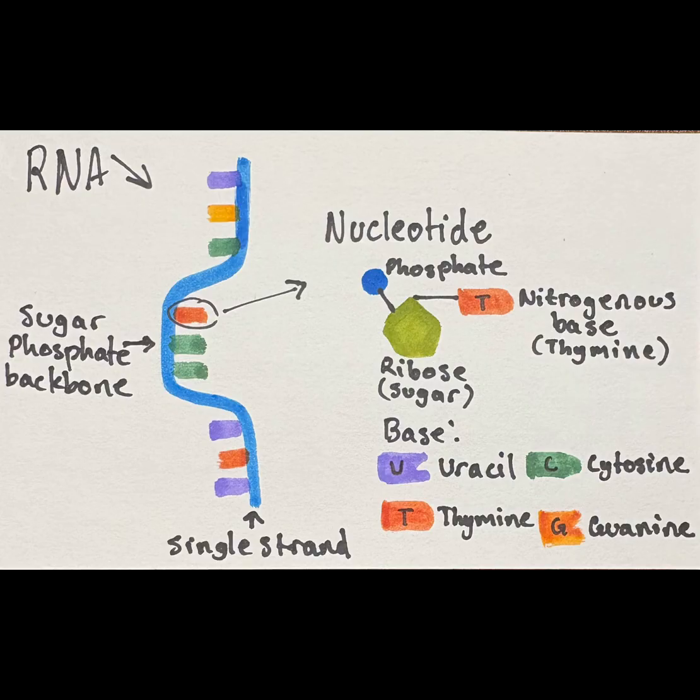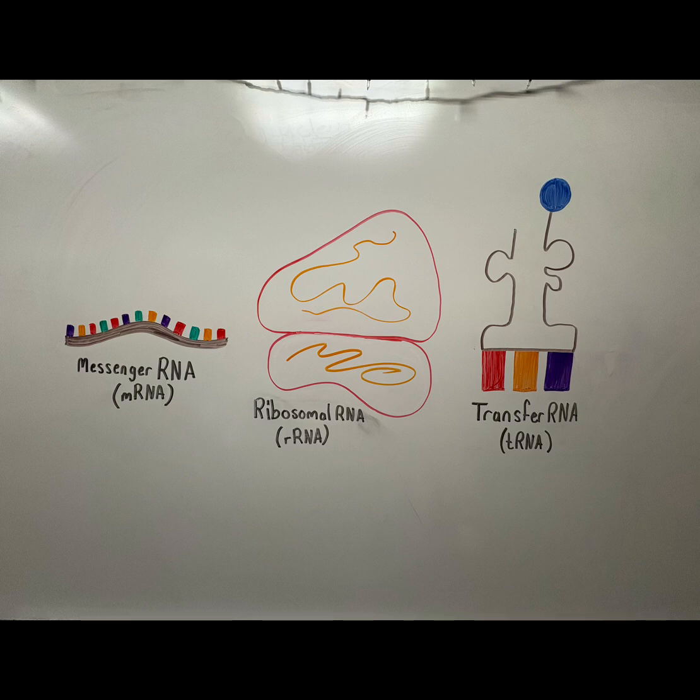RNA, or ribonucleic acid, is a molecule that helps turn genetic instructions into proteins. It's similar to DNA, but it has a few key differences. RNA is single-stranded. It uses the sugar ribose instead of deoxyribose, and it has the base uracil instead of thymine. There are 3 main types of RNA, and each one has a special job in the process of making proteins.